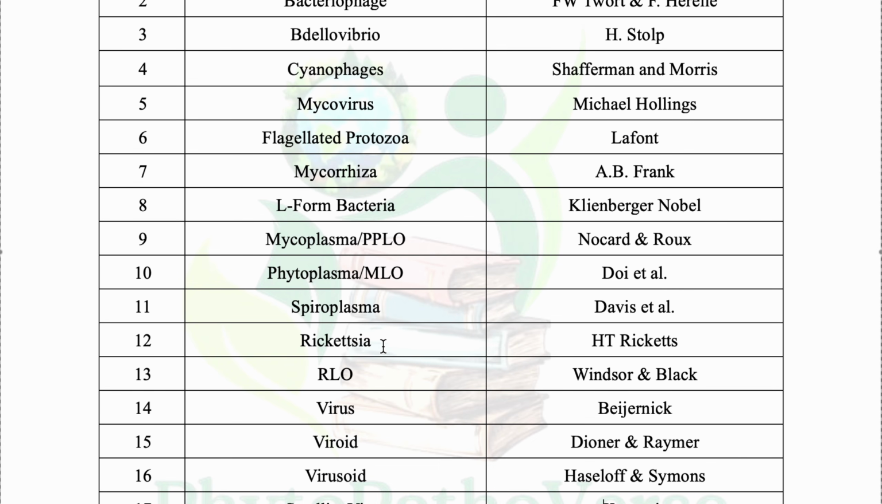Coming to rickettsia. So rickettsia are the obligate intracellular parasites in certain arthropods like fleas, ticks, lice, mites, and they cause plant diseases such as Pierce's disease of grapevine. Next, rickettsia was discovered by H.T. Ricketts. Next, RLO means rickettsia-like organism. It was discovered by Windsor and Black.